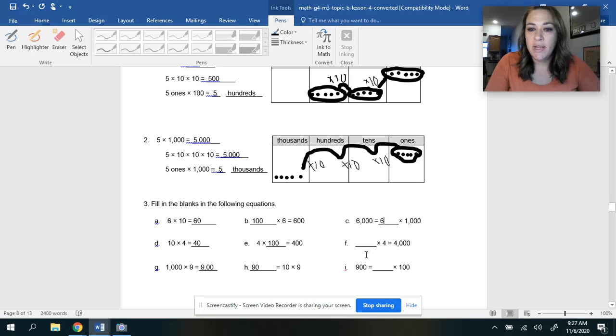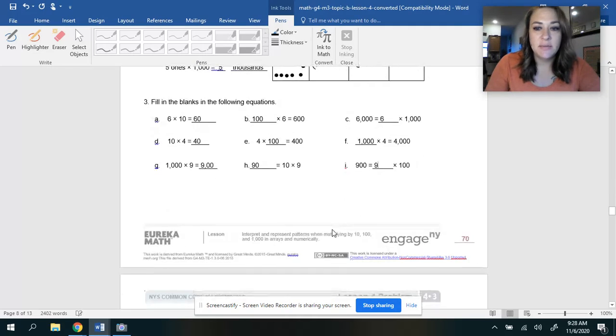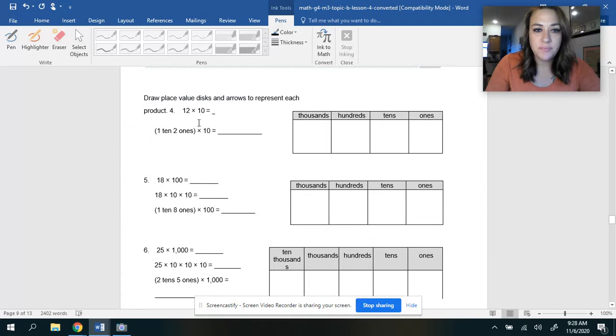Good. Blank times 4 equals 4 thousands. For them to get 4 thousands, what do we multiply by? 1,000. Good. Our last one here. 900 is equal to blank times 100. Well, if I have 900s, that means I multiplied by 9. Good work, you guys. All right, so we're going to do just a couple more together.